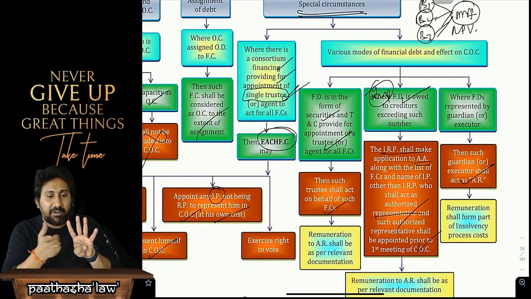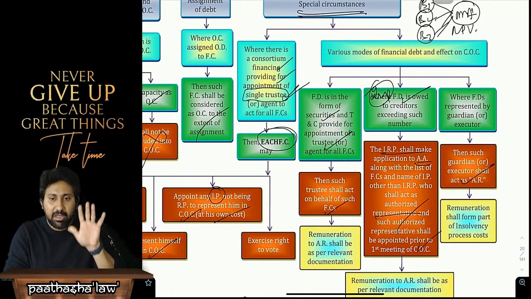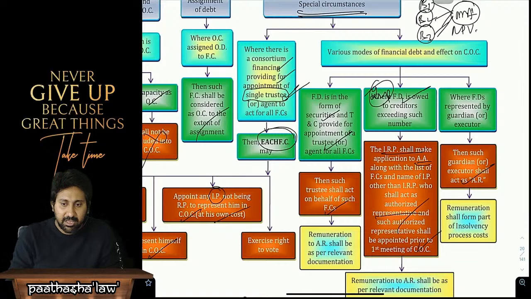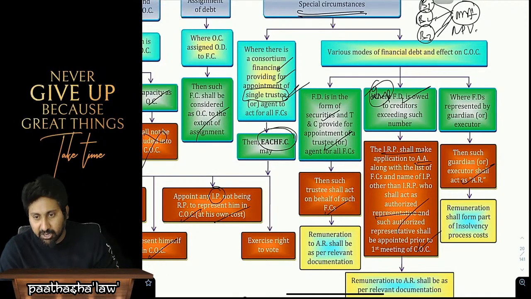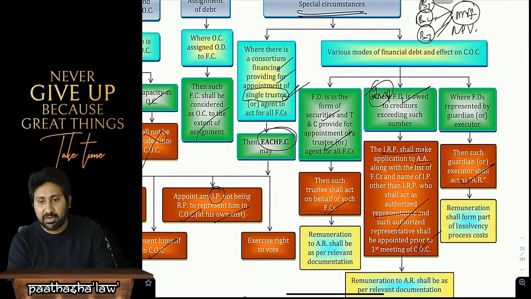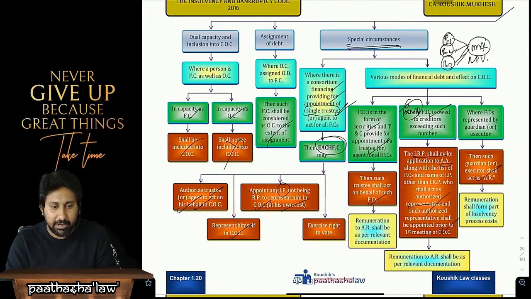Fourth, if it is in the form of securities and debentures, one debenture trustee will be appointed for all of them and he will act for all of them. Real estate transaction, if it is exceeding the particular number provided in the rules, the IRP shall make an application to the AA to recommend the name of an IP who will act as an authorized representative on behalf of the allottees, because real estate allottees can't make the appointment of that particular RP or IRP, as the case may be. Or if a minor or insolvent person is there, then the guardian or executor shall act as an authorized representative. This is all about the concept of committee of creditors.